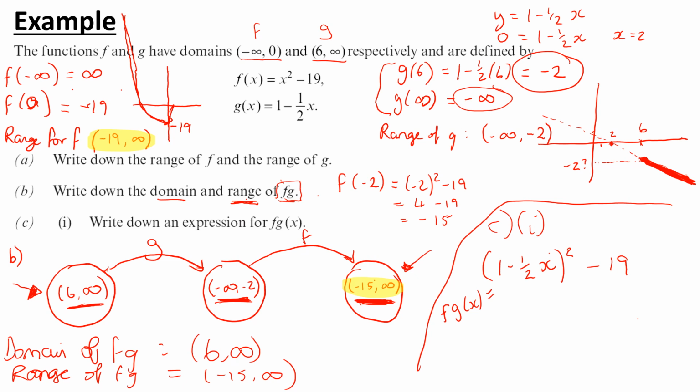Yes, you could expand the bracket if you wanted to and simplify, but I'm just going to leave it like that for now. So I've done function g and then I've put that into function f. Remember that if you do this the wrong way round, you're going to get a totally different answer. If you put f into g instead of g into f, you're not going to get the right answer, so you have to do them in the correct order.